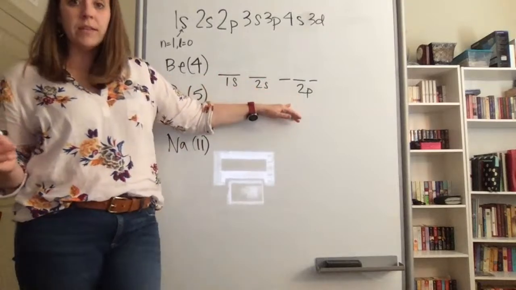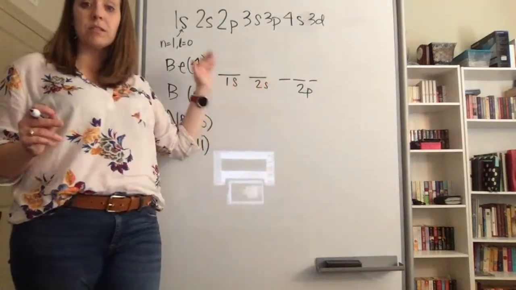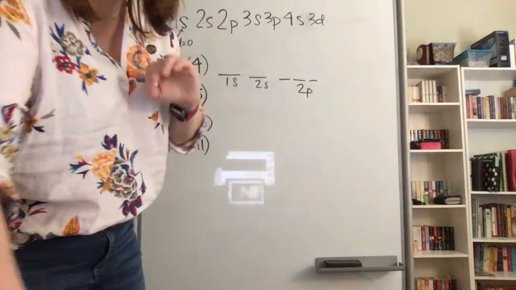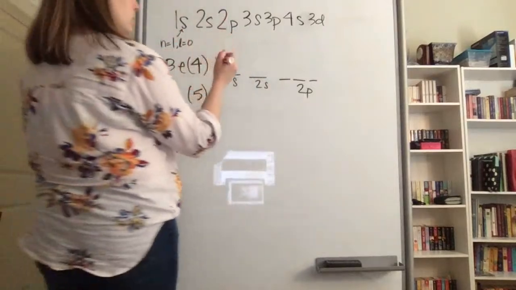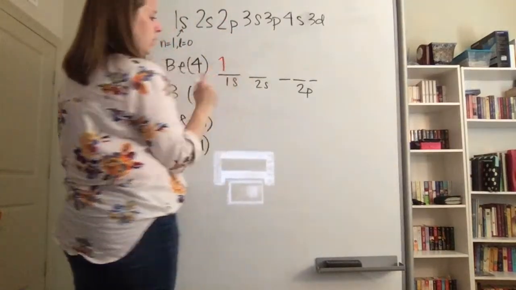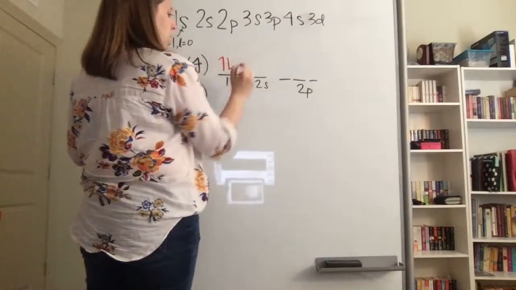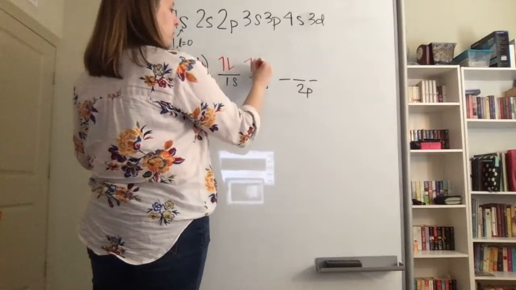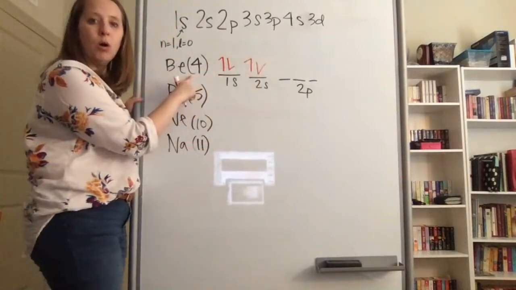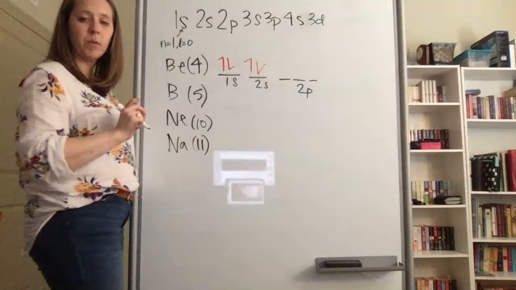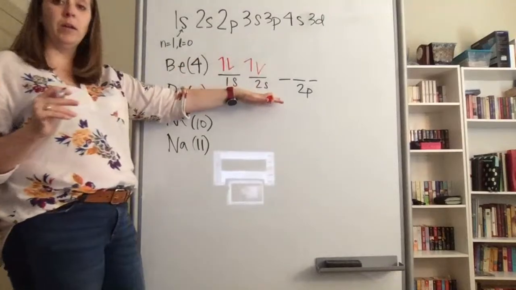So to draw these, we just go in and add our electrons, counting. 1 electron, this can only hold 2, so we go 1 up, 1 down. For the 2s, we go 1 up, 1 down. We've now used all 4 of our possible electrons for beryllium. So this would be a final answer.